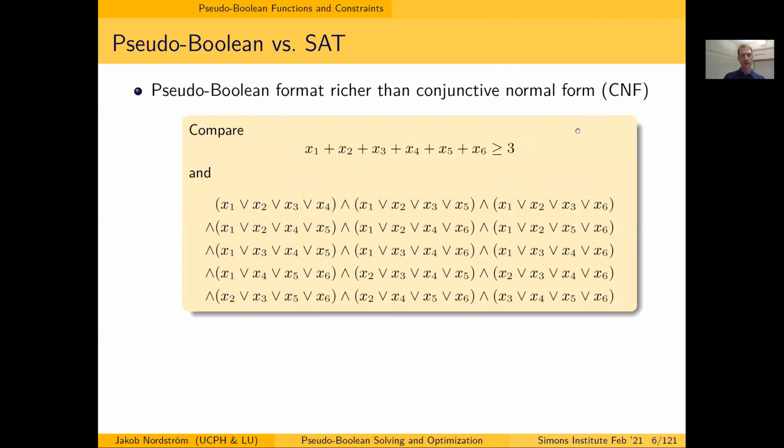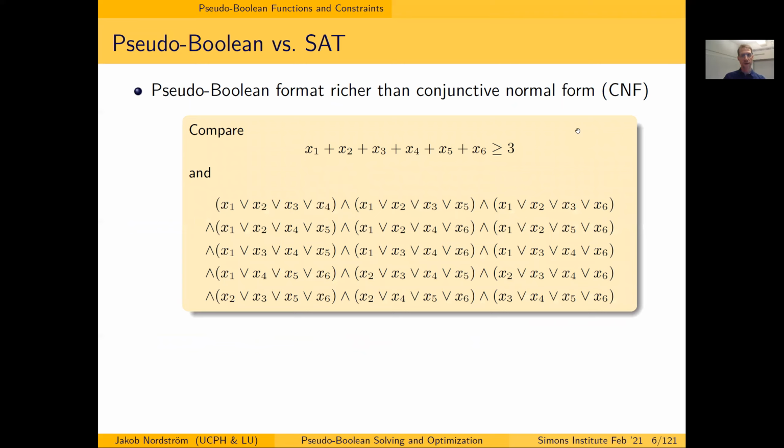where we have, just to make sure we're on the same page regarding notation, disjunctive clauses: x1 or x2 or x3 or x4 is the first clause, and then all the clauses are ANDed together. And it can be verified that a Boolean assignment satisfies all of these clauses simultaneously if and only if their sum is at least 3.